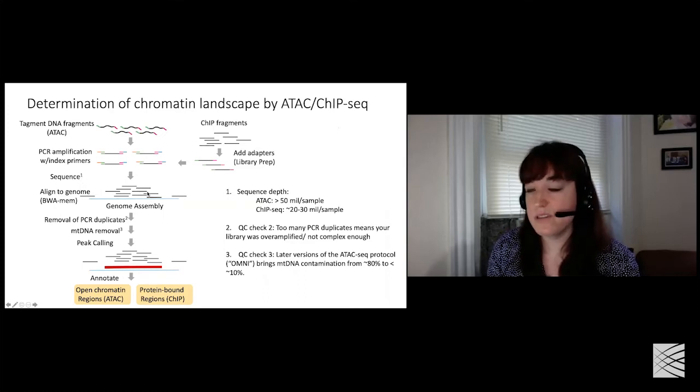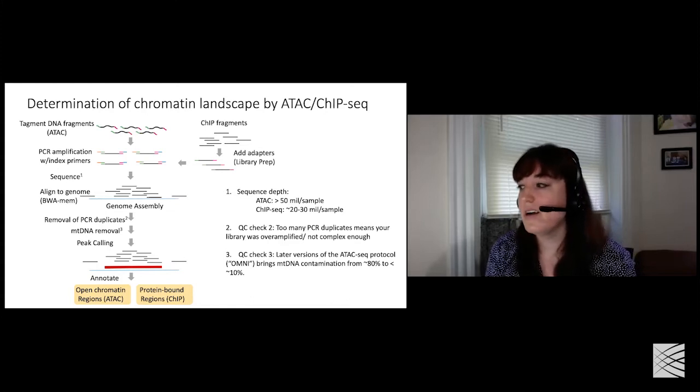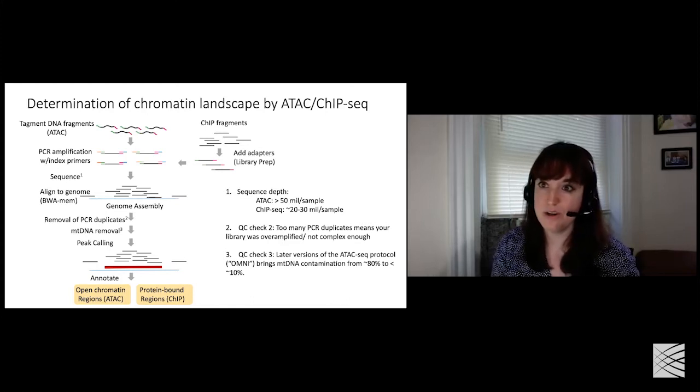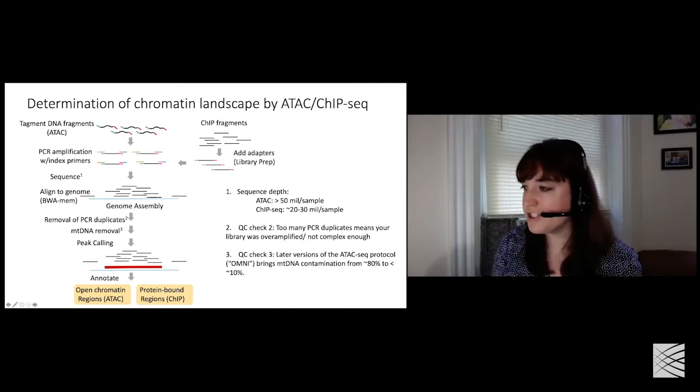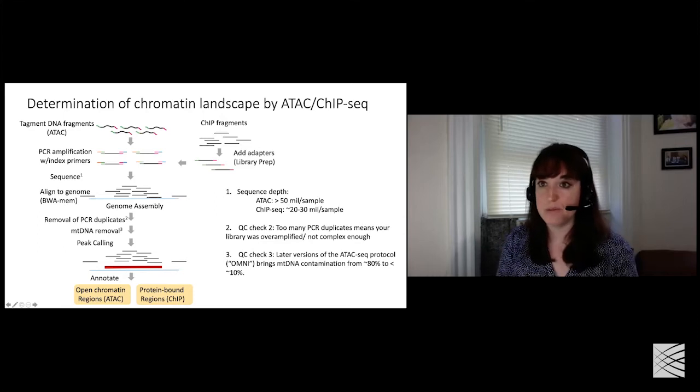Some differences in sequencing that are really important. ATAC-seq, you need to sequence at a higher depth, over 50 million reads per sample. And I've yet to find a place where more is not better. The deeper you sequence, the more peaks that you'll see, because you're looking for regions that are open, right? You're selecting for regions that are not occupied by nucleosomes, so the deeper that you sequence, the more of these you'll pick up on. However, for ChIP-seq, you're enriching for protein-bound DNA, and so you actually don't need as many reads, only about 20 to 30 million per sample.